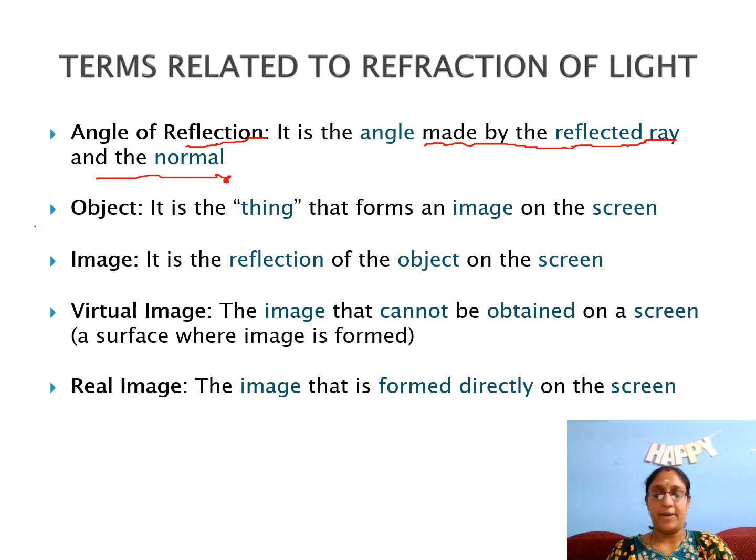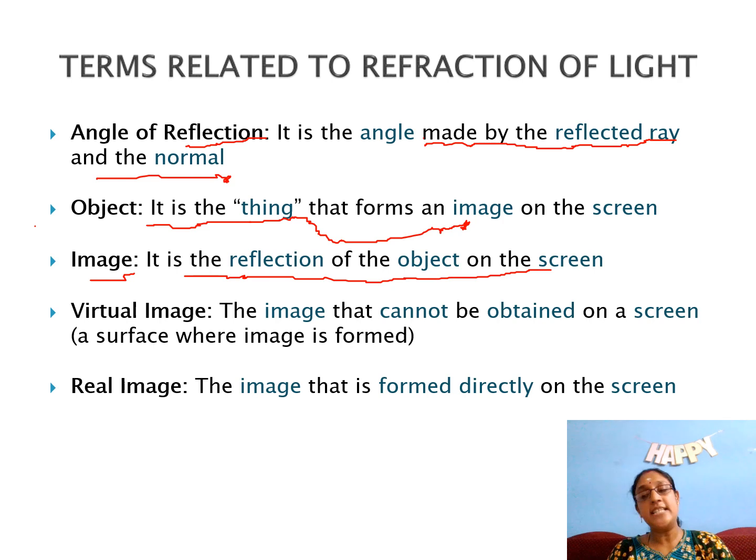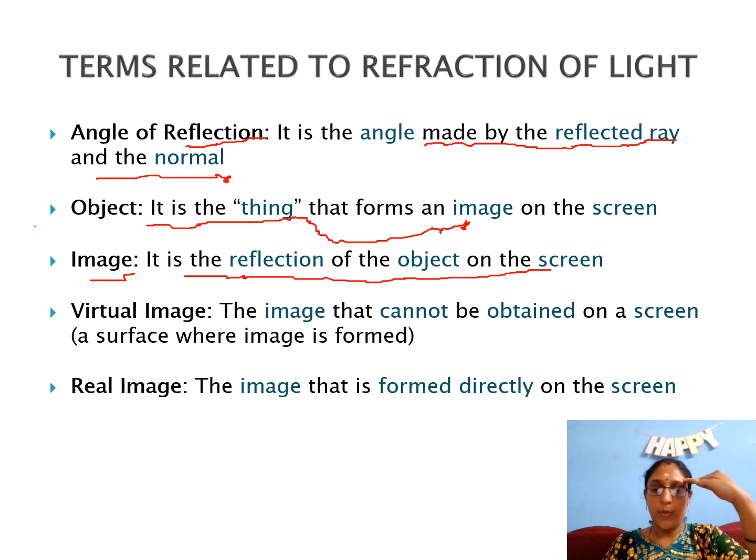First one is your object. It is a thing that forms an image on the screen. Without that, we cannot do anything, right? While standing in front of the mirror, I am the object and I can see my image. What is your image? It is the reflection of the object on the screen. That will be your image. Simple terms. You need not memorize at all. Once you get through it, you can write on your own. Understand and reproduce it.